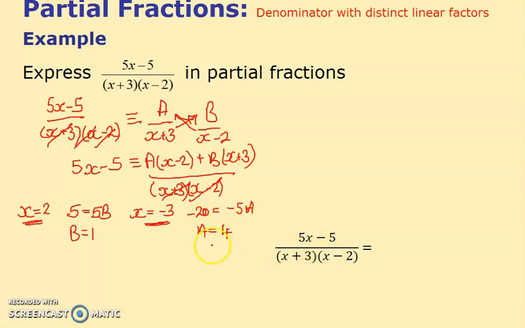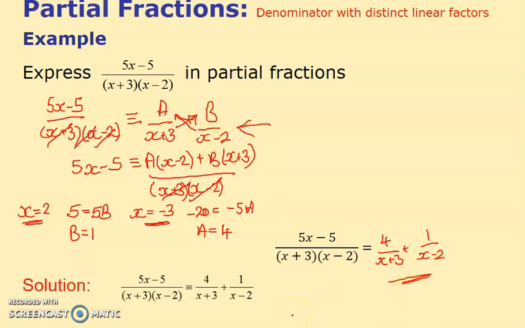Alright then, so my a is 4, so going back here, it will therefore be 4 over the x plus 3, plus the b is 1 over the x minus 2. And we just rewrite what's here in a nice last form. What's the answer say? Yes, that's right. So that's the first example done.